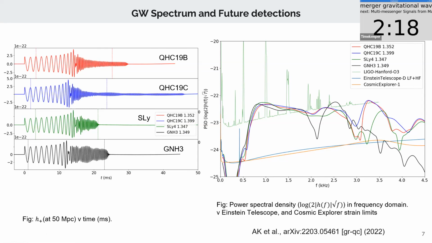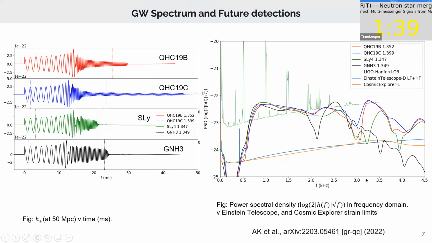But the time frame of the post-merger phase is not as critical as the frequencies at which these waveforms are oscillating. That I'm showing on the plot on the right-hand side, which is a power spectral density versus frequency. What to notice here is that all these waveforms have peak frequencies at different frequencies. For example, QHCs have a peak frequency around 3.2 kilohertz.